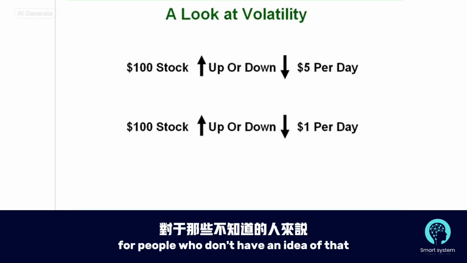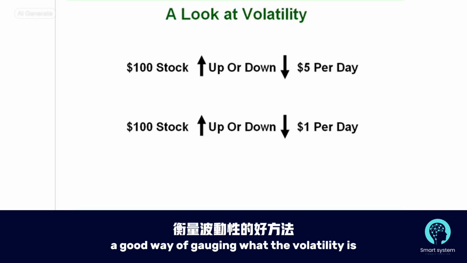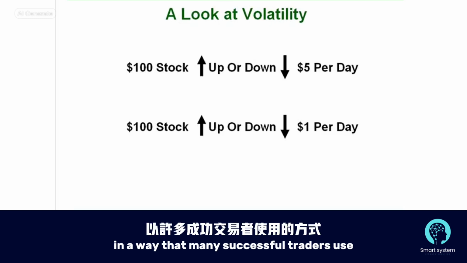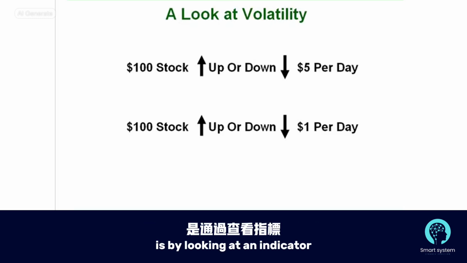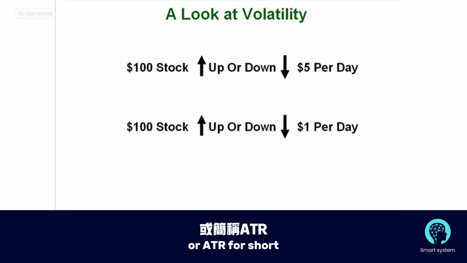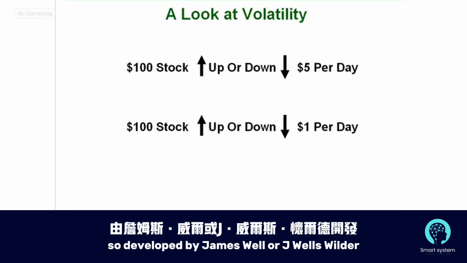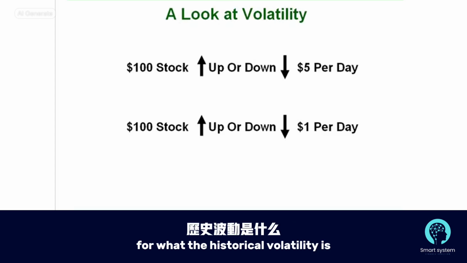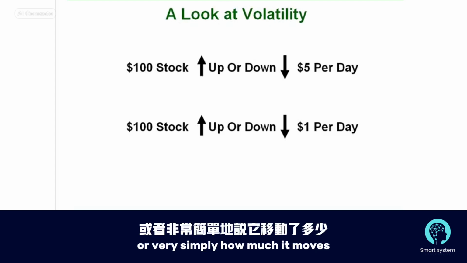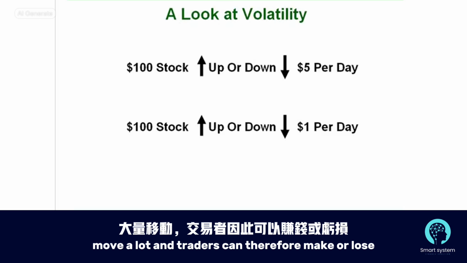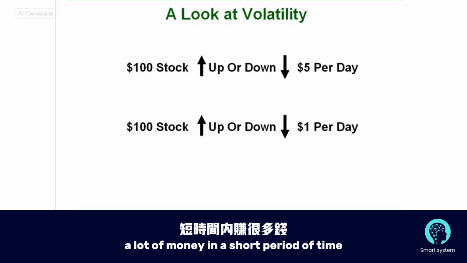For people who don't have an idea of that, a good way of gauging the volatility of a particular financial instrument, in a way that many successful traders use, is by looking at an indicator known as the average true range, or ATR for short, developed by J. Welles Wilder. The ATR is designed to give traders a view of the historical volatility, or very simply how much it moves. Financial instruments that exhibit high volatility move a lot, and traders can therefore make or lose a lot of money in a short period of time.